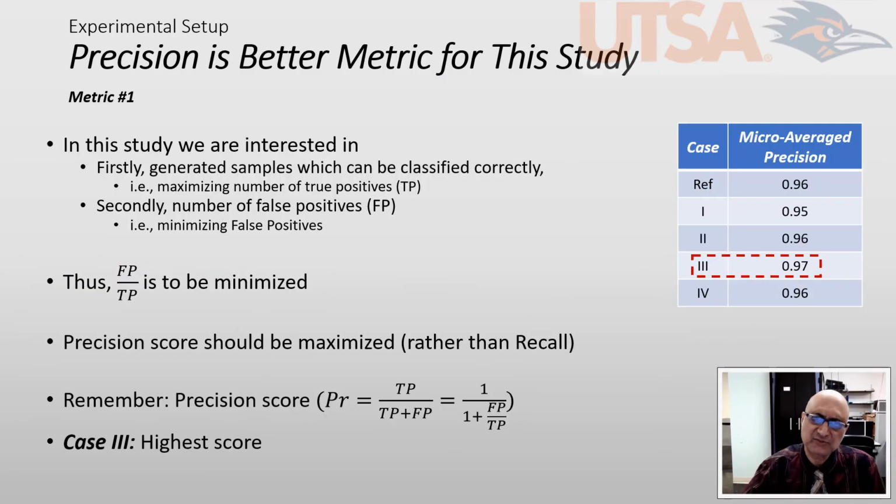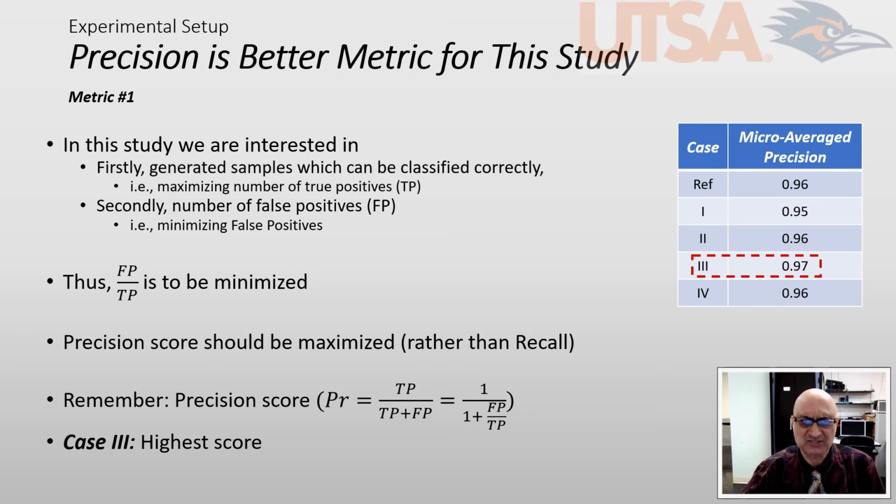In this study, we are interested in maximizing true positives, meaning the samples that can be classified correctly, and also we want to minimize the false positives, the number of samples that are classified as correct wrongly. So we want to minimize false positive over true positive. So precision score is the metric that we want to use rather than recall. And the micro-average precision score favors case 3, which produces the highest average precision score.